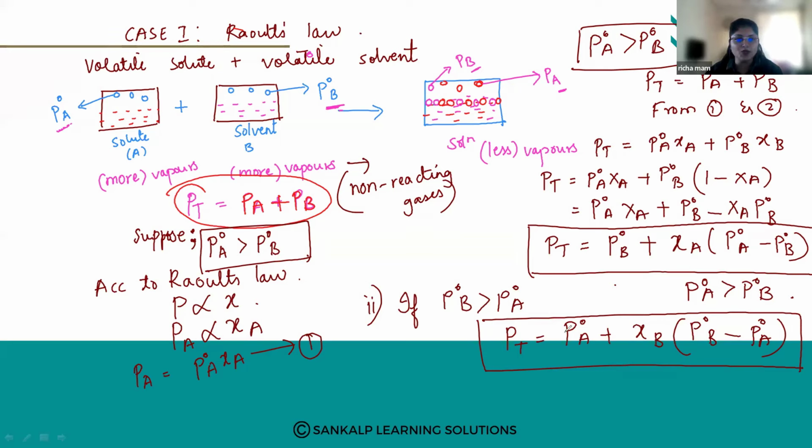Whether the solvent is more volatile than the solute or the solute is more volatile than the solvent, like this we can calculate the total vapor pressure exerted. Is it clear up till here? So this is according to Raoult's law. Up till here it is clear? Okay, fine.